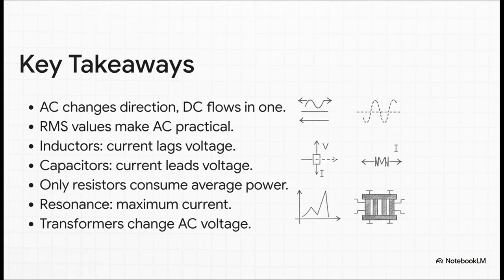So let's wrap this all up. We saw that AC is the current that's always changing direction, and we learned how RMS values make it easy to work with. We met our three main characters, the steady resistor, the lagging inductor, and the leading capacitor. We discovered that at that magic frequency of resonance, they basically get out of the way and let the current soar. And finally, we saw how transformers use this amazing trick of mutual induction to change voltage and power our world.